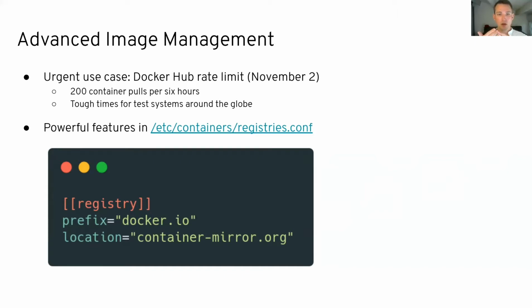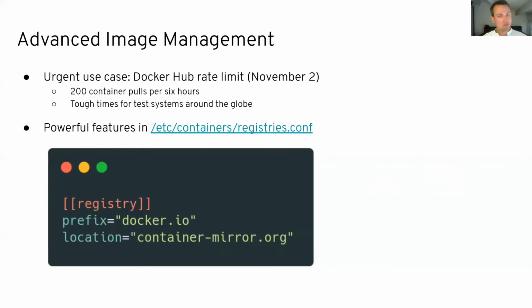In containers image, most of these features are configurable or exposed to the user, to the developer, or admin via the registries configuration file, which is in /etc/containers. And one use case that emerged late last year was when Docker Hub introduced a rate limit. Pretty much it started on November 2. Unless you're logged in, a given IP address is allowed to only do 200 container pulls in a time frame of 6 hours.